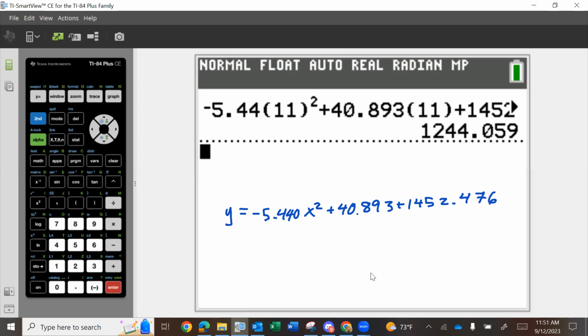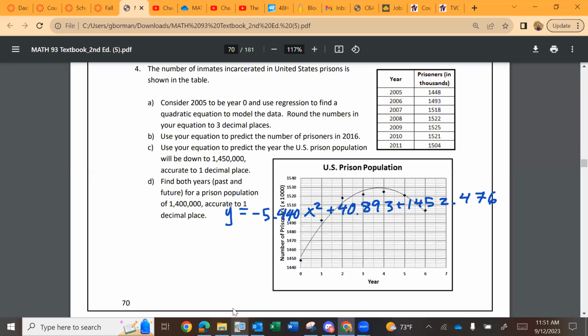According to this model, we predict that in the year 2016, there'll be 1,244,000 prisoners. That would be our answer to part B. So that's how we do it.